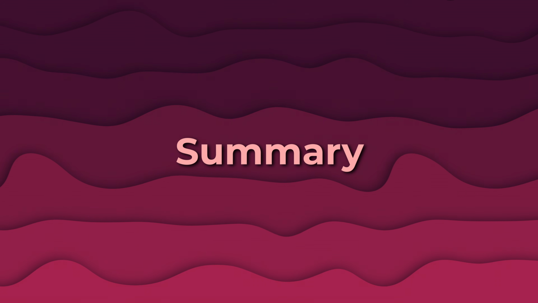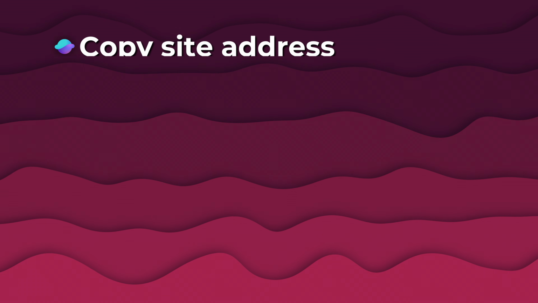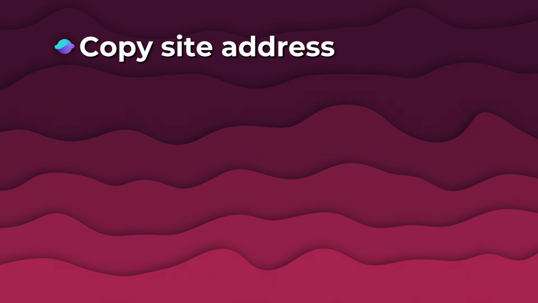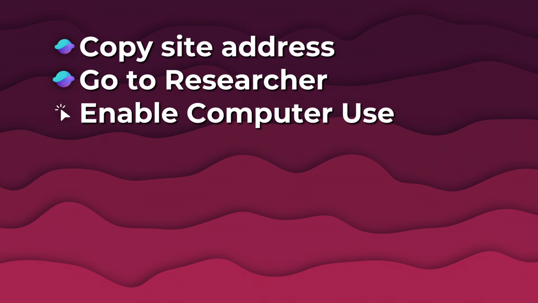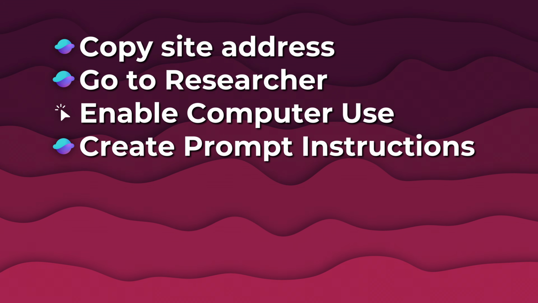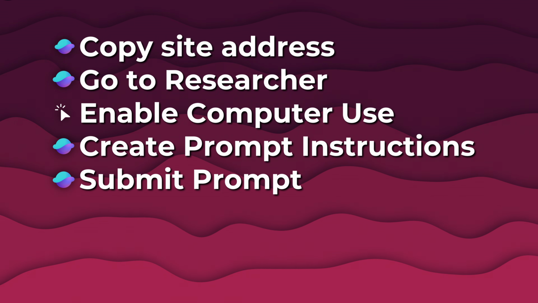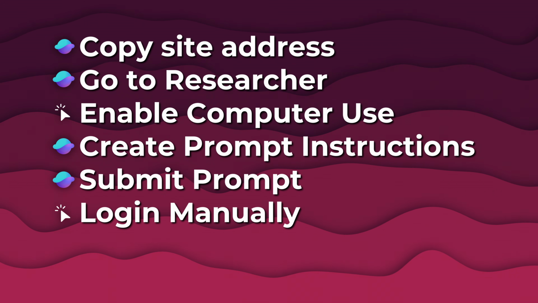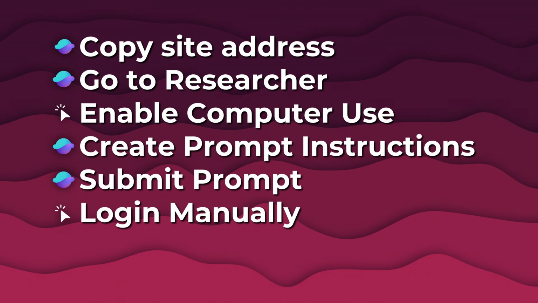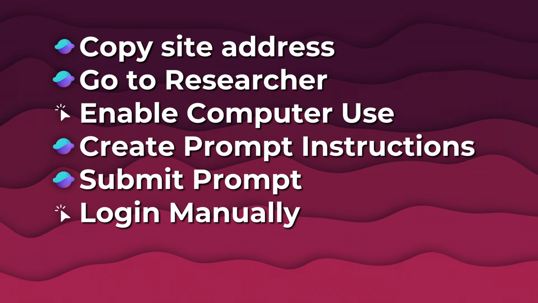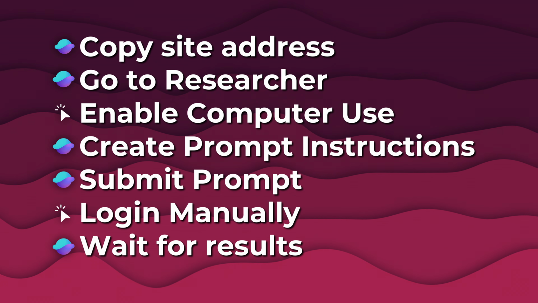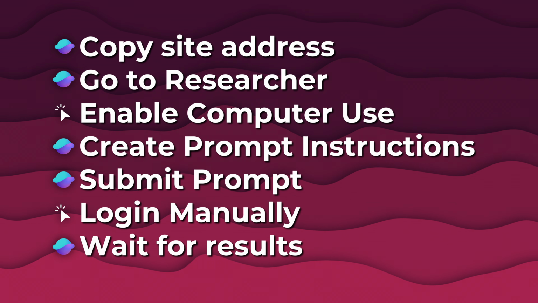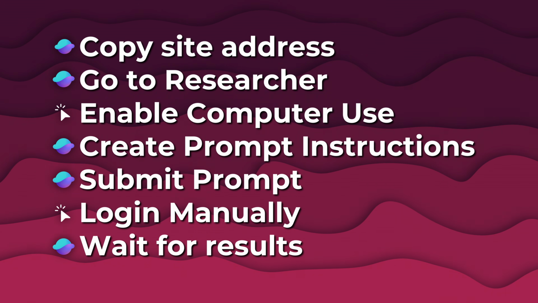To summarize, these are the steps. First, go to the site, copy the link, come to Researcher, click on computer use, specify the link and whatever instructions you want to give. Run the prompt. It will generate a new machine and whenever required, it will ask you to take control. You take control, log in or do whatever else is required and then give the control back to Researcher and then it will go ahead and get the desired actions done.